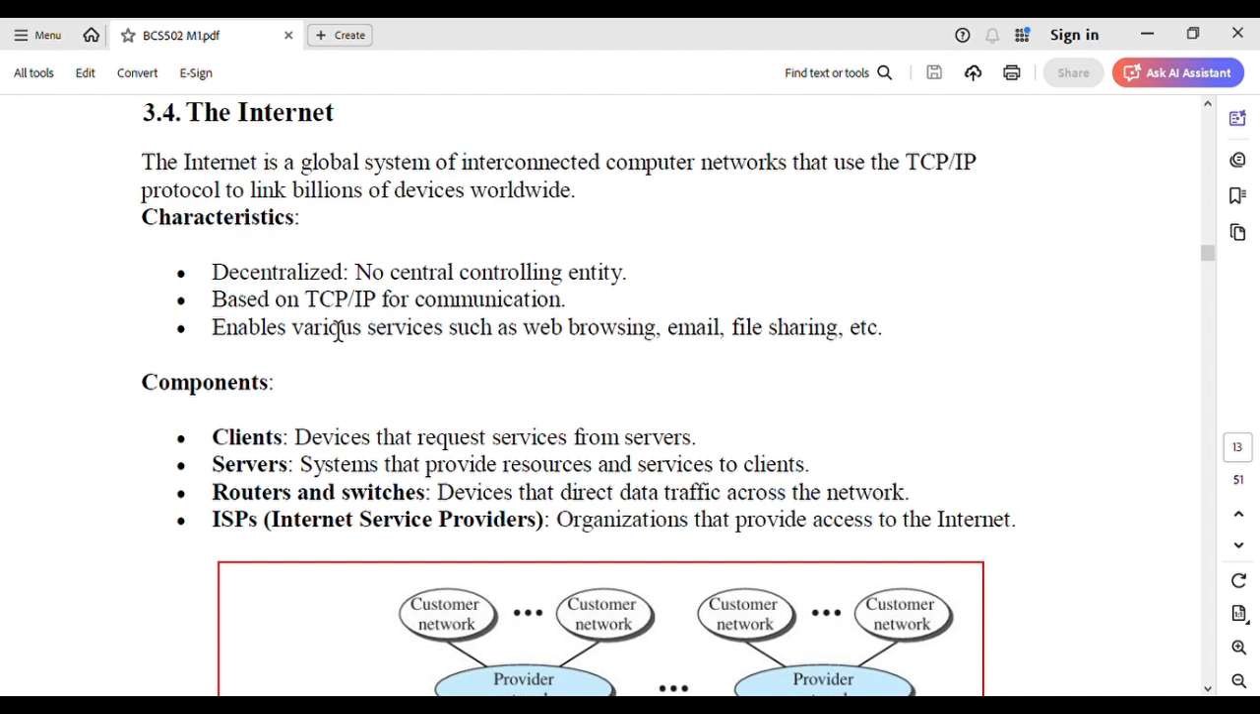The characteristics are decentralized. There is no central controlling entity present, because different service providers provide the internet connections and services based on TCP/IP for communication. In this TCP/IP, we have IPv4, Internet Protocol version 4, and Internet Protocol version 6, which are used for communication purposes. It enables various services such as web browsing, email, file sharing, desktop sharing, telnet, and authentication. Several applications we can use under the internet.